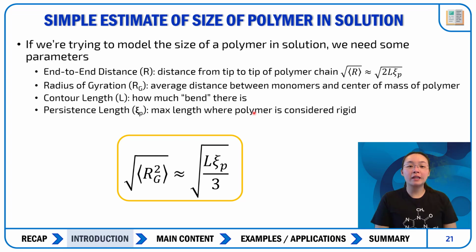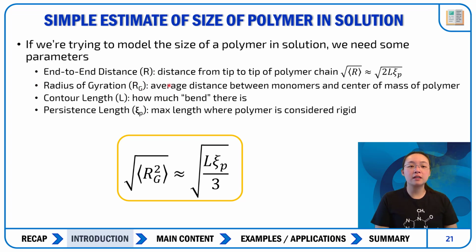So more on that later, but we now have contour length, persistence length, we have R, and we get this equation. But the value of R probably isn't the greatest estimate of distance. We want to be able to calculate the average distance between monomers, as well as integrate the center of mass of the polymer into our equation. And this is where this term came from, the radius of gyration.